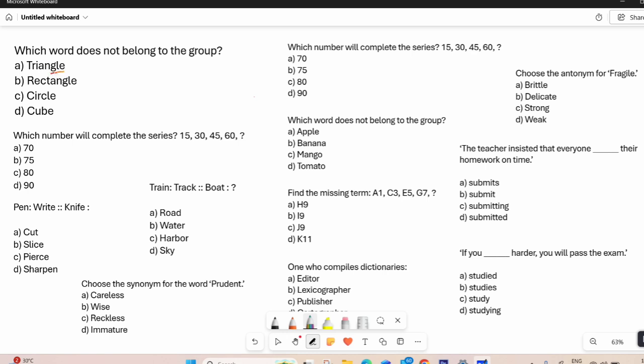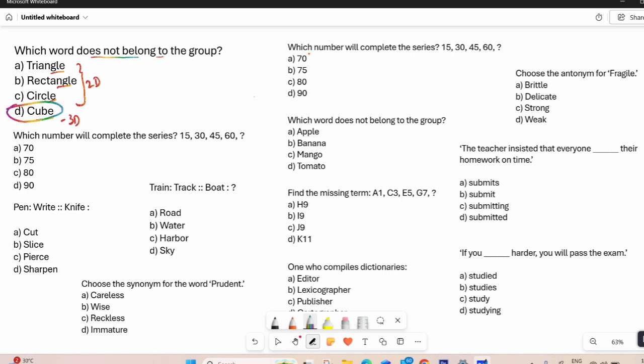Okay, so triangle is a two-dimensional shape, then rectangle and circle are also two-dimensional shapes. So these are all two-dimensional shapes, but cube is a three-dimensional shape. So this is the word that does not belong to the group, so the cube is the correct answer.